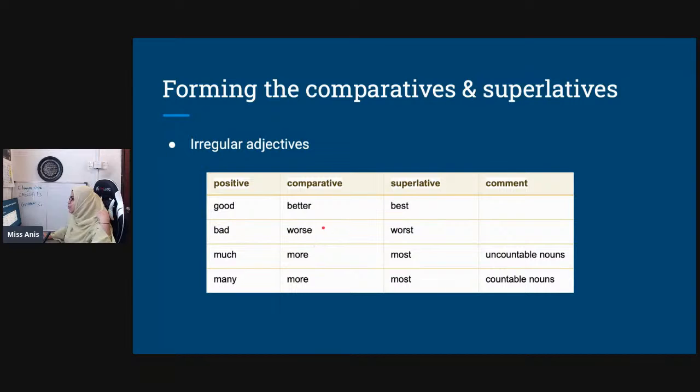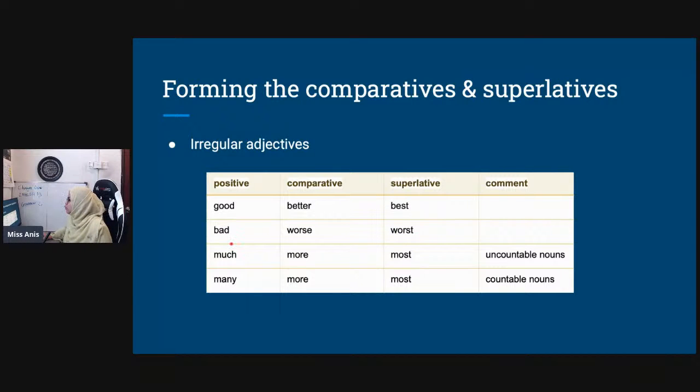Okay, now here bad. Kalau bad, dia punya when you try to compare something is lagi teruk daripada sesuatu, you would use perkataan worse. You bukannya tambah suka hati, ya tambah better. Oh no, that is wrong. Okay, so you guna perkataan worse. This is the comparative version for bad. And then yang paling teruk adalah worst.